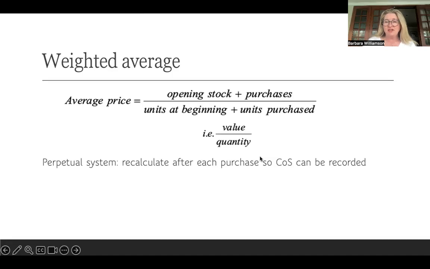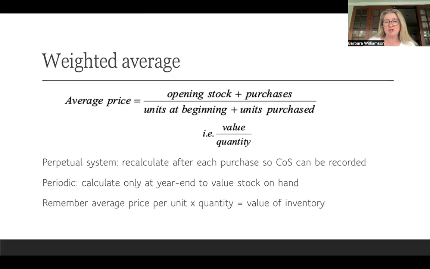If you're using the perpetual inventory system, it gets a little bit interesting, because every time that you sell items, you will have to show the value of the items going out. And so after that, your opening inventory will be a new amount, and you will recalculate your weighted average every single time that you make a new purchase so that your cost of sales is more accurate. If you are using the periodic inventory method, it's a lot easier because you only do the calculation at the year end to value the stock on hand. As usual, periodic is easier.